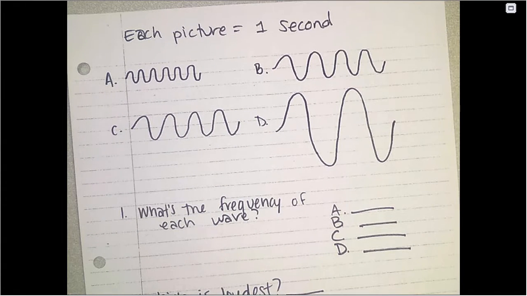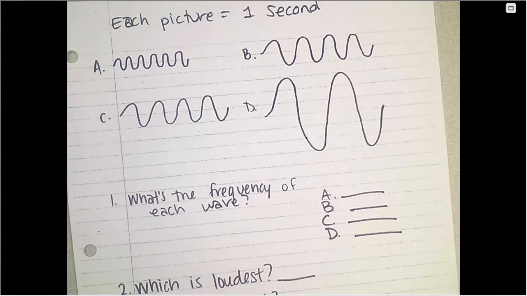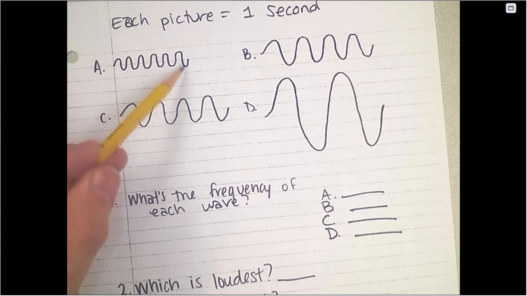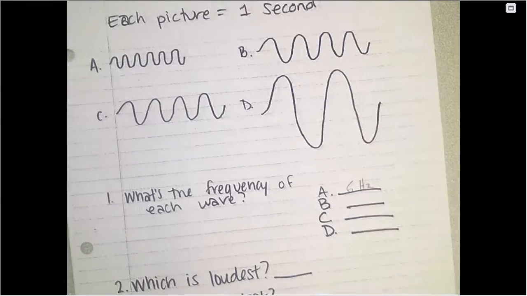We're talking about how many vibrations in a given period of time, which is 1 second. First of all, they're just asking for the frequency of wave A, B, C, and D. So all we do is simply count them. If I count the number of waves in A, 1, 2, 3, 4, 5, and 6. So that one has a frequency of 6 hertz.